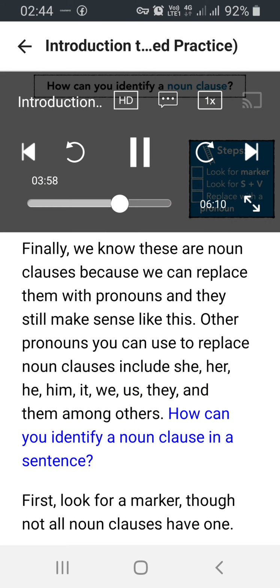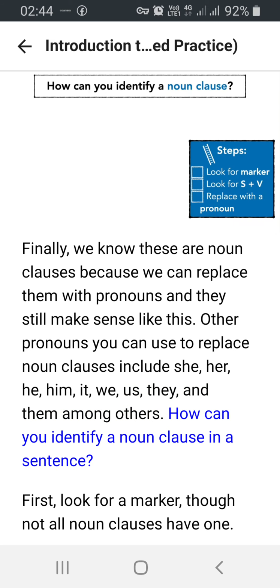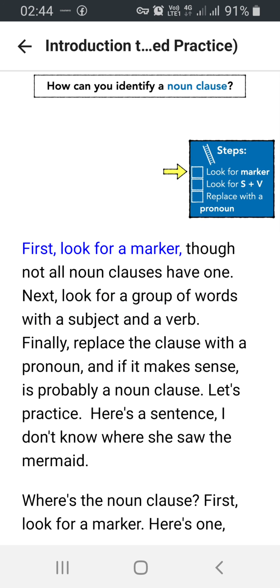So, how can you identify a noun clause in a sentence? First, look for a marker, though not all noun clauses have one. Next, look for a group of words with a subject and a verb. Finally, replace the clause with a pronoun, and if it makes sense, it's probably a noun clause.